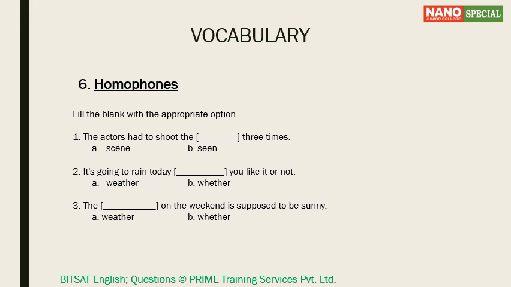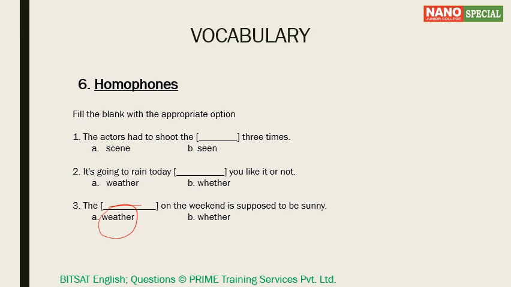Rain has got something to do with weather, but the context in which the blank is placed there, it is giving an option between 2 things. You like it or not. So therefore, you need to plug in a conjunction there, which is whether, W-H-E-T-H-E-R, and that is the right answer. On the other hand, if you look at question number 3, we are talking about the atmospheric condition there. The weather, W-E-A-T-H-E-R, on the weekend is supposed to be sunny. Therefore, the answer here is W-E-A-T-H-E-R.